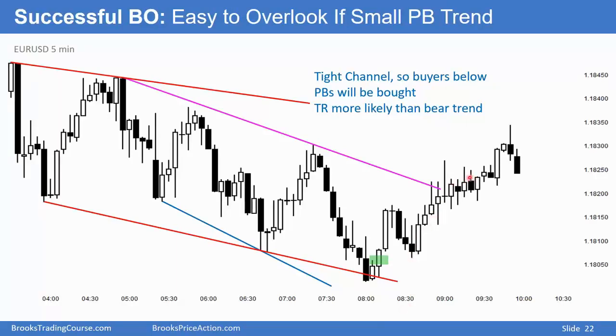In a tight channel like this, bulls are buying that low. They're buying with a limit order at that low, at this low or that low, betting that all of those bear reversal attempts will fail. They know it's not a strong bull trend, but they know it's a bad sell, and therefore the market will continue sideways or up.